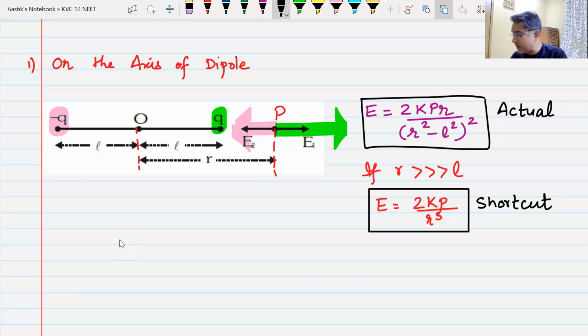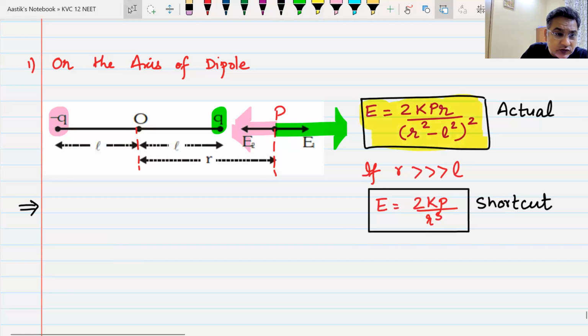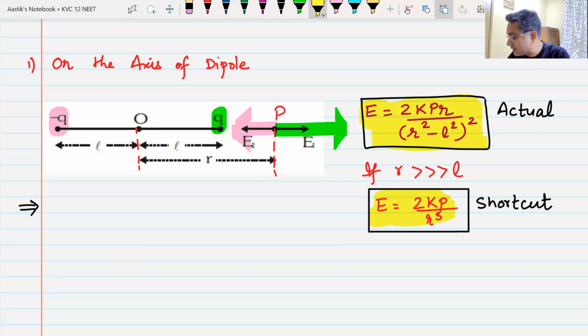What are the important points that you must remember about electric field due to a dipole? You must remember these two values. The actual value is 2kpr upon (r² − l²)². Or instead of k, you can use 1 by 4πε₀. I'm just not writing 1 by 4πε₀ to save some space. And you must remember the shortcut formula. These two formulae must be learned by heart.